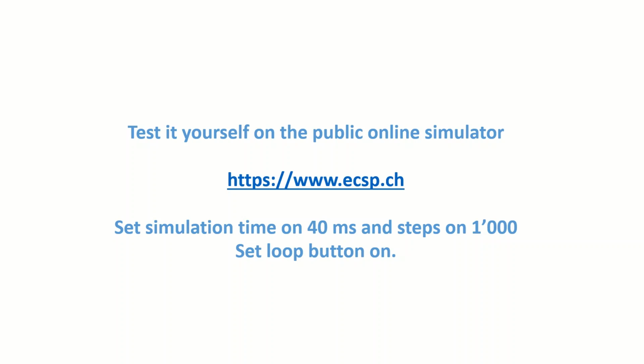If you want to test it, you go to the public simulator at the address indicated here. You put the simulation time at 40 milliseconds and run about 1,000 steps. Then you get a good result.